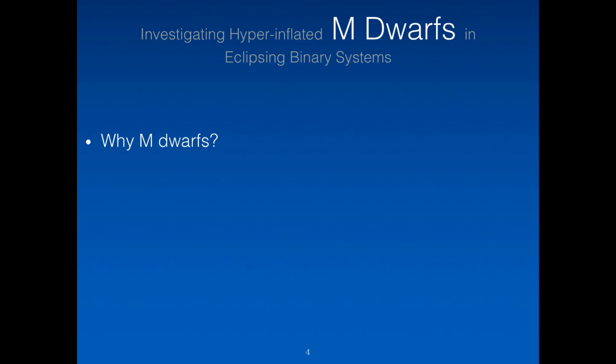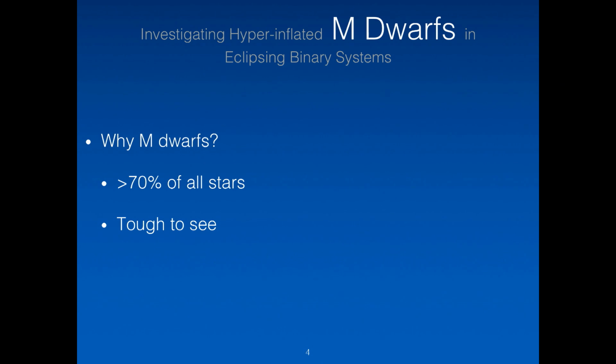That leads to the question, why M-dwarfs? Why are we interested? We have these big, bright, luminous stars. Well, why are we interested in these tinier, dimmer, fainter stars, smaller than the sun? There are a few reasons. The first is that they make up the majority of stars you'll find in the galaxy. More than 70% of all stars are M-dwarfs, in fact.